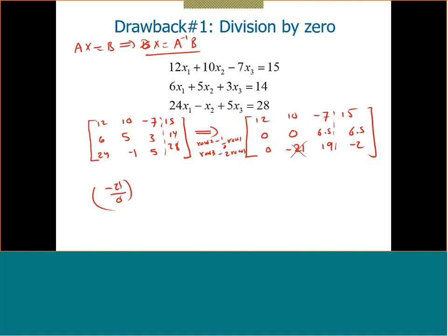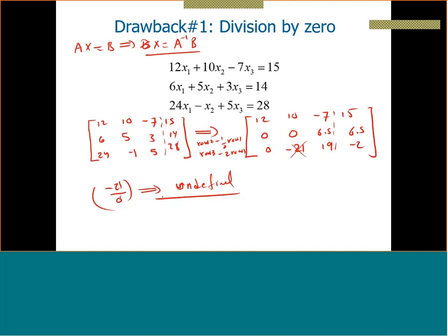Now, someone may say, "Oh, but we can notice this. We can do something about it." No, you don't notice this because this is a programmed algorithm. The algorithm will not check if there's 0 or not 0. The algorithm will just do that automatically, and then it will get stuck. So this is the first problem with the Gauss elimination, that sometimes you might end up dividing by 0.